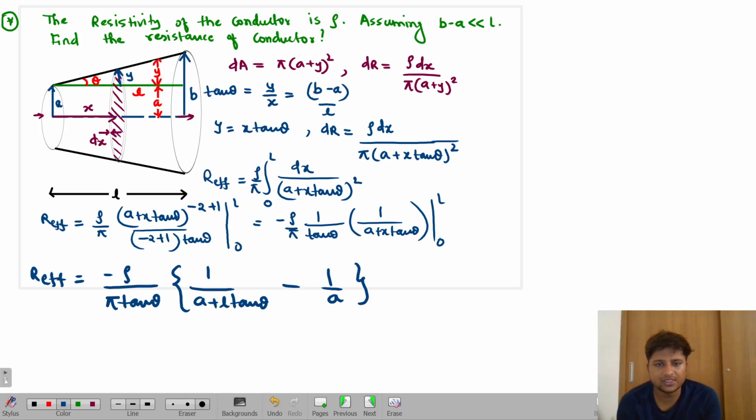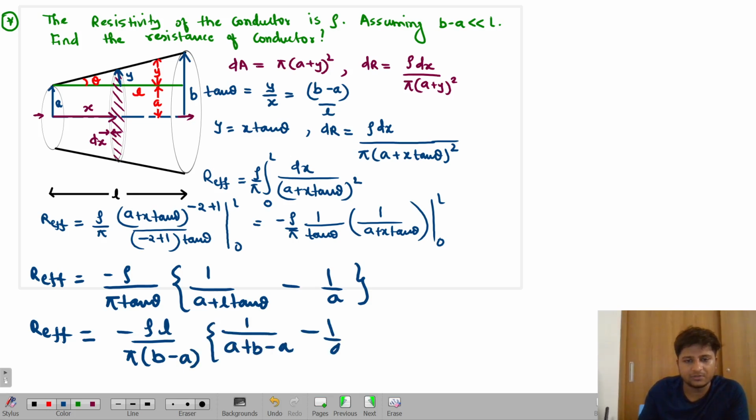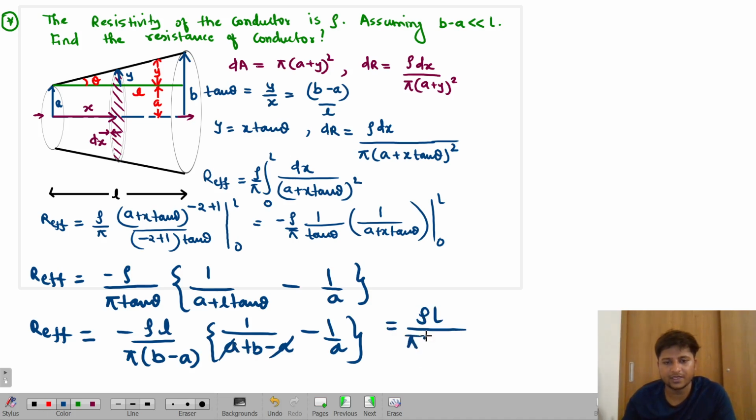Yeah. So look over here. What is the value of tan theta now? Tan theta is (b minus a) by L. So replace it. R effective is, here also I can replace: pi (b minus a) into length L, and 1 by (a plus b minus a) minus 1 by a. Are you able to get me or not? So this a got cancelled and I'll get the answer as rho L by pi (b minus a), absorbing the negative, times (1 by a minus 1 by b). This is the formula for R effective.